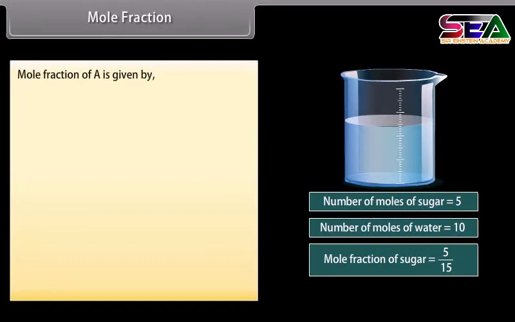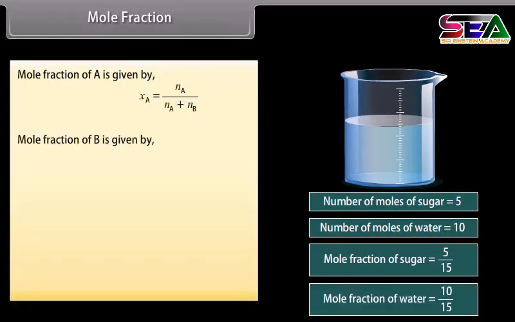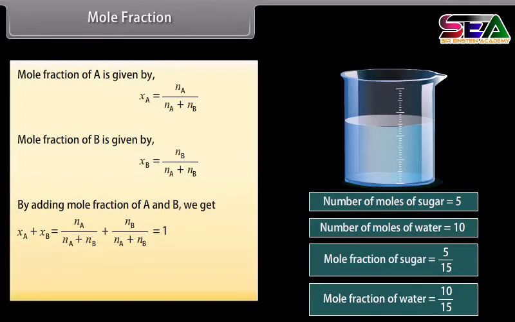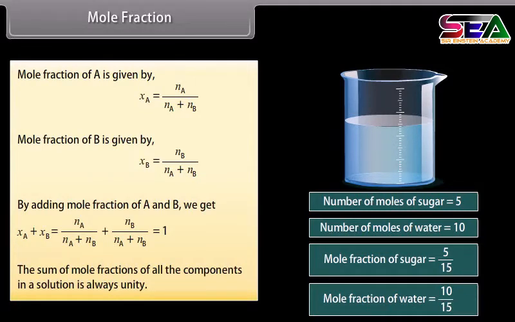Mole fraction of A is given by Na divided by Na plus Nb. Mole fraction of B is given by Nb divided by Na plus Nb. By adding the mole fractions of A and B, we get Xa plus Xb equals 1. It implies that the sum of mole fractions of all the components in a solution is always unity.